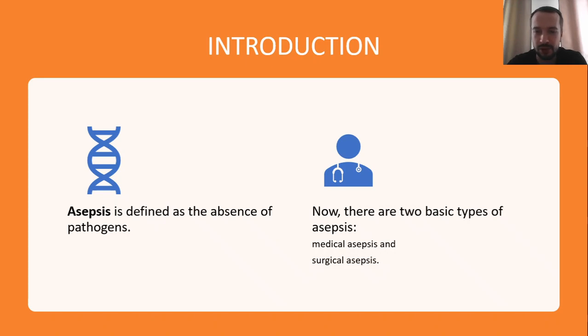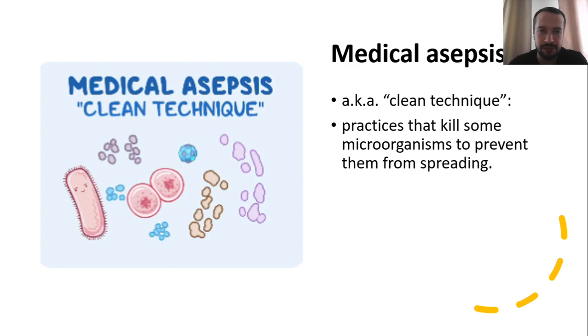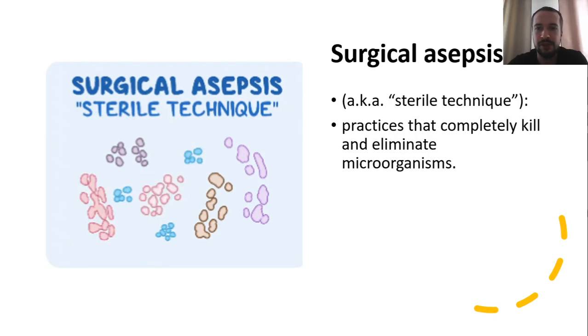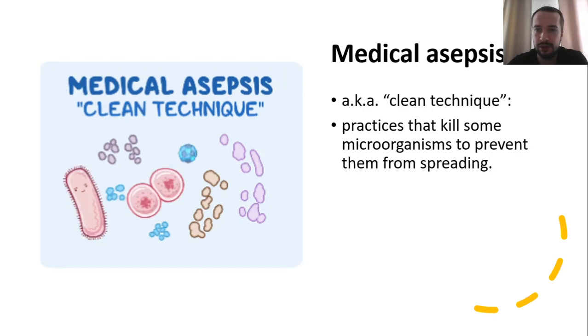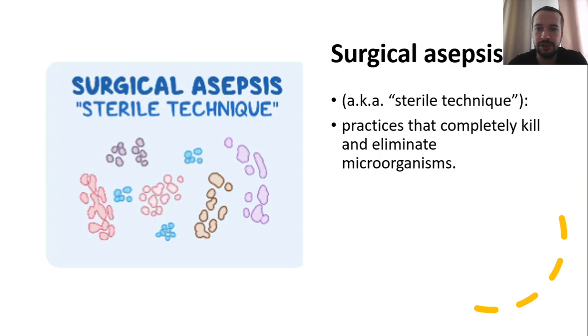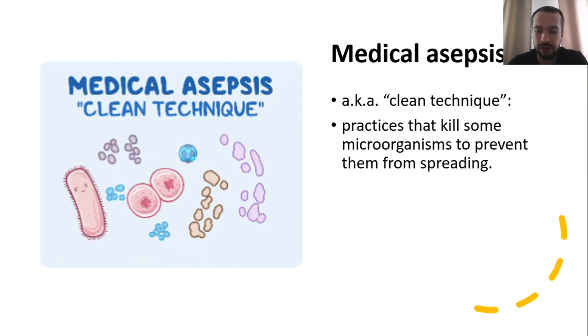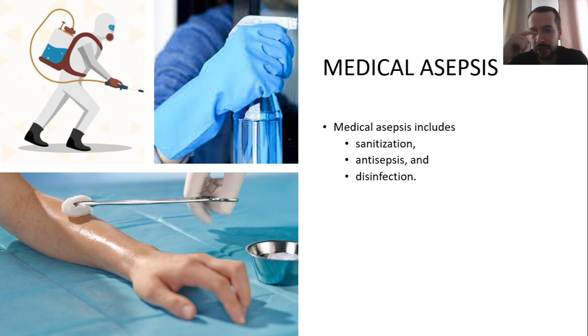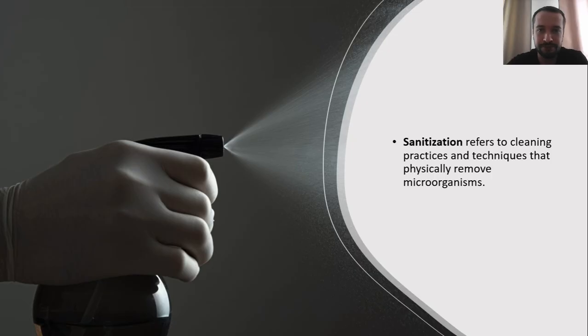Now there are two basic types of asepsis: medical asepsis and surgical asepsis. Medical asepsis is called a clean technique, practices that kill some microorganisms to prevent them from spreading. Surgical asepsis, aka sterile technique, is practice that completely kills and eliminates microorganisms.